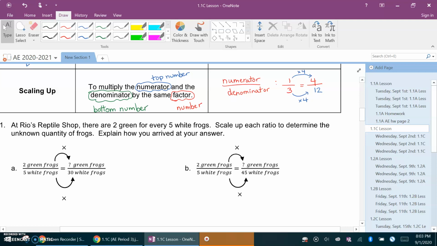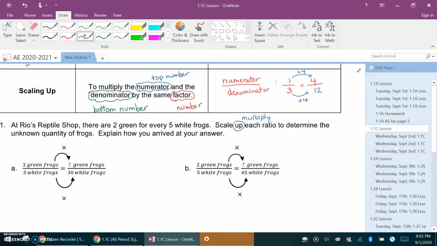So looking at these examples, we're going to go ahead and just fill in things. So we're still in the same reptile shop, only now we have 2 green for every 5 white frogs. Scale up. So that's important because the word up is going to tell us that we're multiplying by each ratio to determine the missing number. So unknown quantity is just the missing number.